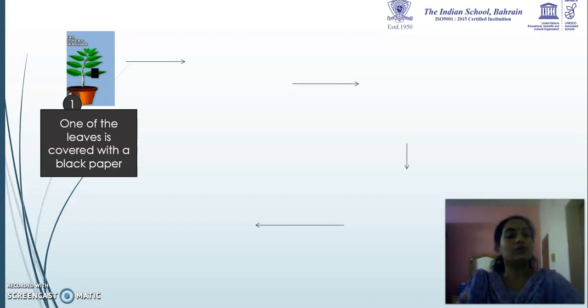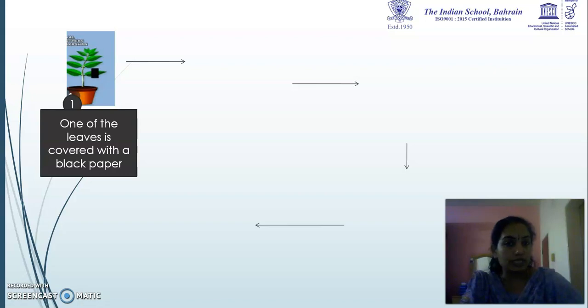Now we will allow it to be in the sunlight for 3 to 4 hours for fresh photosynthesis to take place. And now we will see whether the photosynthesis has taken place or not. How do we prove that? If the starch is present, photosynthesis has taken place. If the starch is not present, photosynthesis has not taken place. So to prove whether starch is there or not, we will go for a starch test.